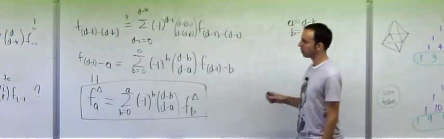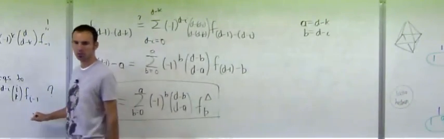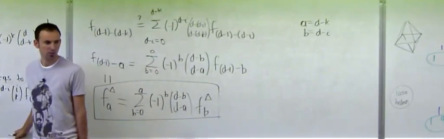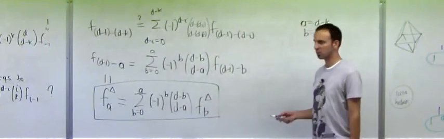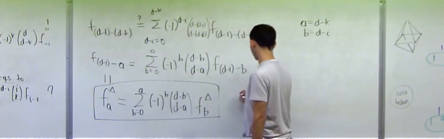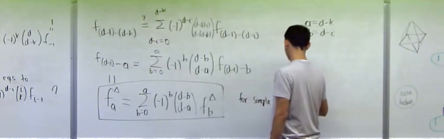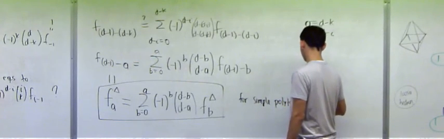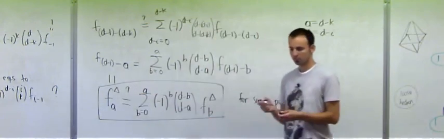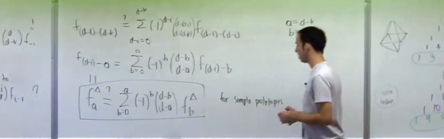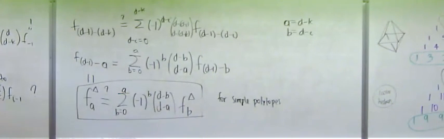So the point is that instead of proving this equality for simplicial polytopes, I prefer to prove this one for the duals of them, which are simple polytopes. Okay. This is what I want to prove. Okay. So that's what I'm going to do.